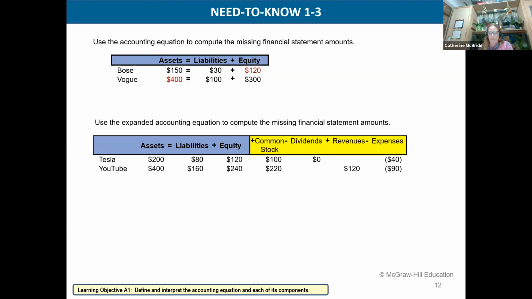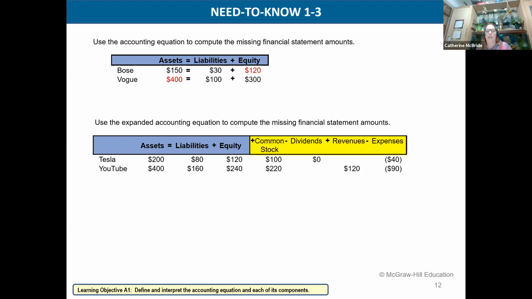I have $100 in common stock. I'm going to add that. I have nothing in dividends, so that doesn't matter. Expenses decrease equity. So I have to subtract the $40. So now I have $60 in that yellow part.